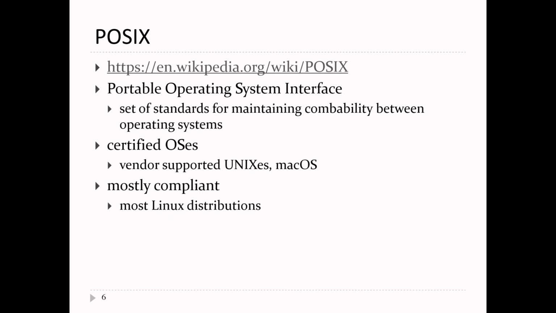POSIX is the set of standards that tries to describe an operating system in a way that's abstract enough that the different operating systems can be compatible with one another. If you see something that's POSIX compliant, basically you're talking about Unix, or Mac. Mac, turns out, is POSIX compliant. Linux is mostly POSIX compliant, Windows is not POSIX compliant. So if you ever see this term POSIX, it's just describing a set of standards.